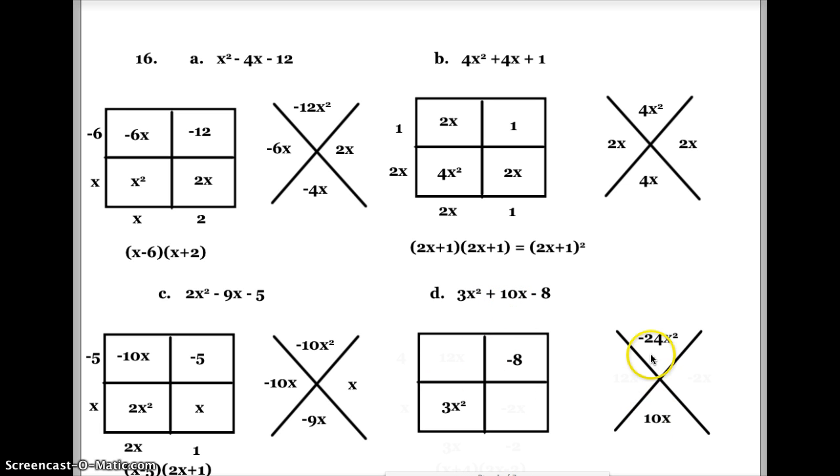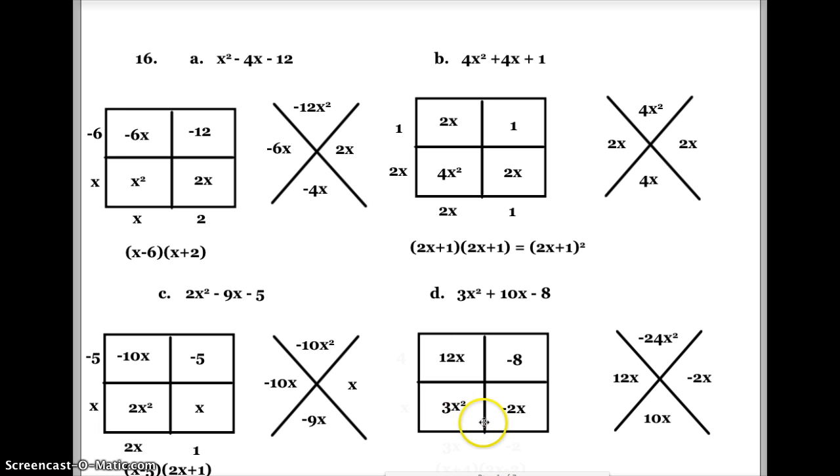Now in this case I have a negative product and a positive sum. Since the product is negative, one of the numbers has to be positive and the other has to be negative. Since my sum is positive 10, my positive one has to be 10 larger than my negative one. So it's going to be 12x and negative 2x. Put those in the boxes.